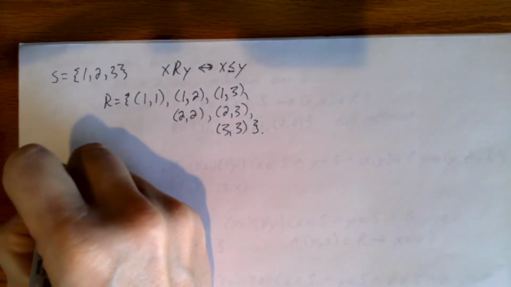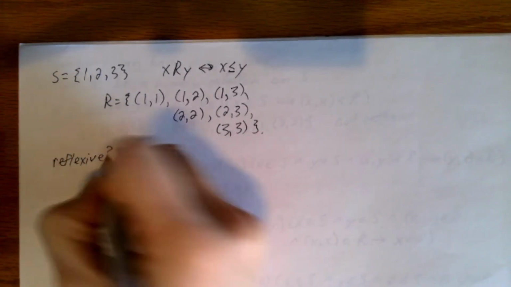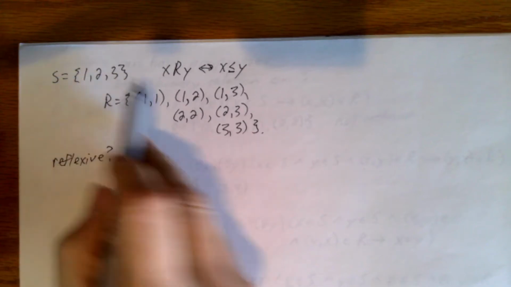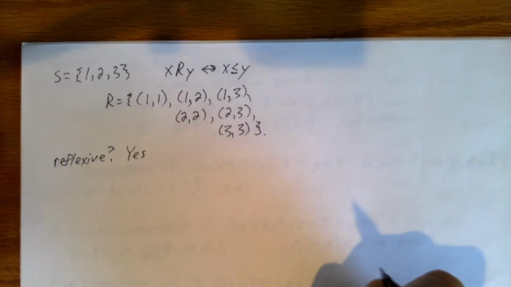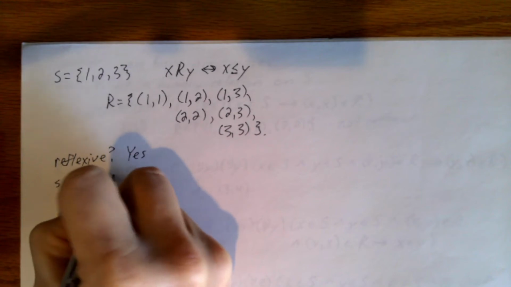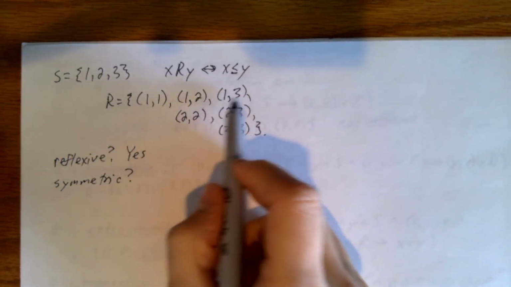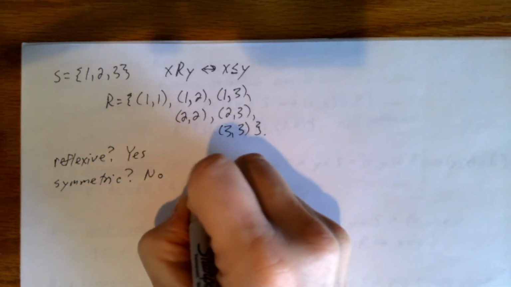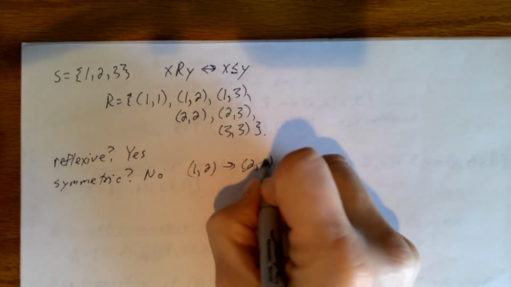So is this reflexive? Well, if it is, we would have to have 1, 1, 2, 2, and 3, 3. There's 1, 1, there's 2, 2, there's 3, 3. So yes, this is reflexive. What about symmetric? Well, I have something like 1, 2. Is there a 2, 1? No. So 1, 2 says that we should also have 2, 1, but we don't have that.